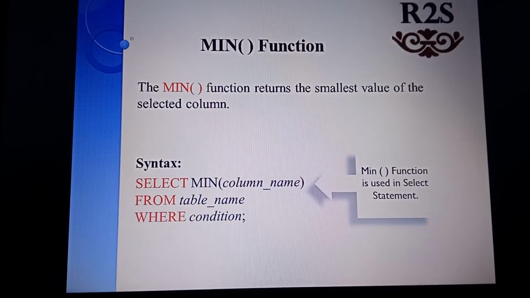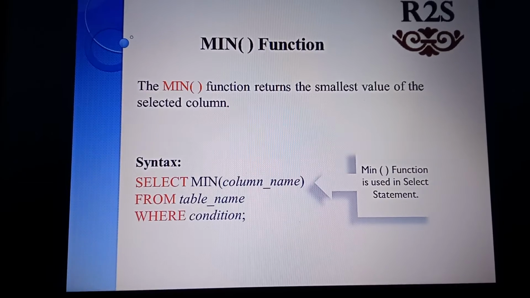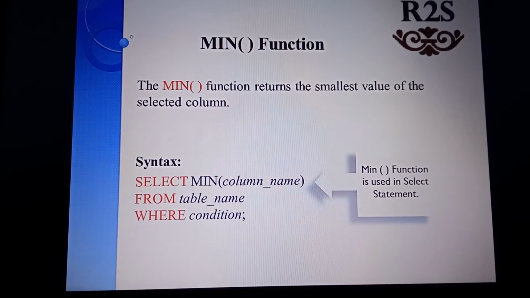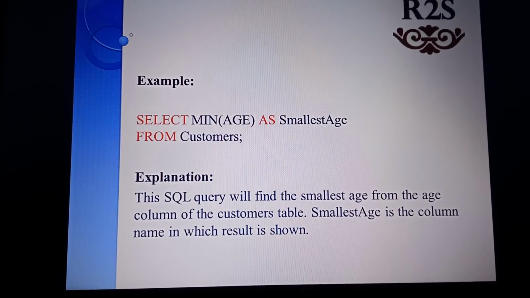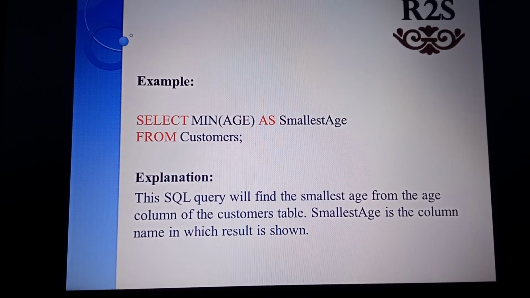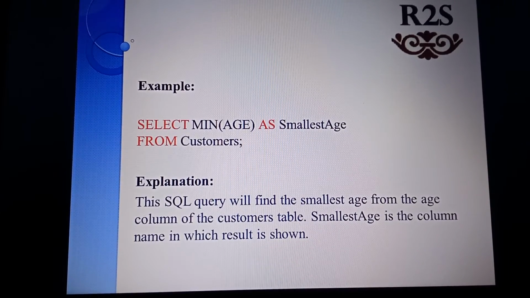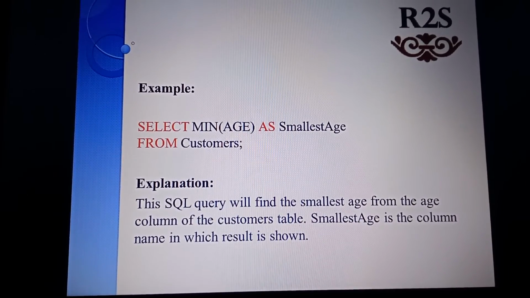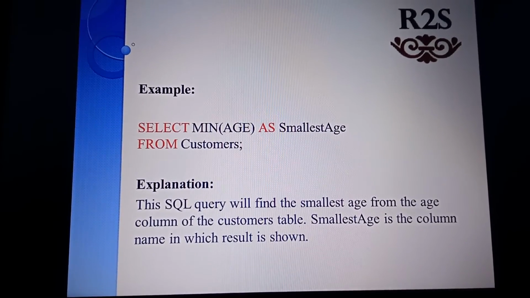Minimum function. The minimum function returns the smallest value of the selected column. As you can see in the syntax, the minimum function is used in the select statement. Select minimum age as small age from customer. This SQL query will find the smallest age from the age column of the customer table. Small age is the column name in which the result is shown. Small age is the customized column name.